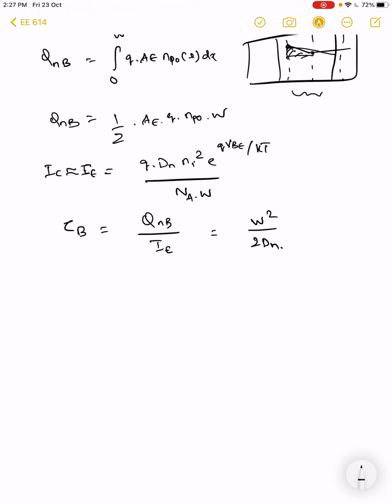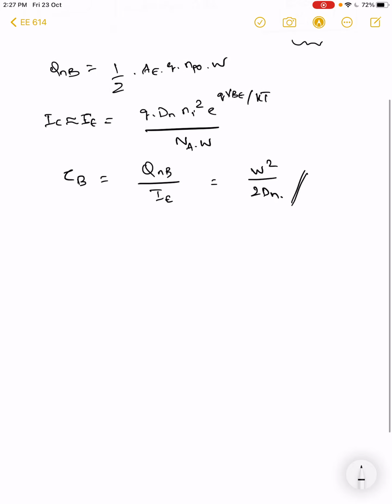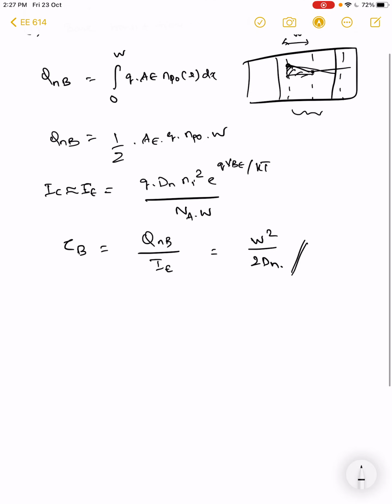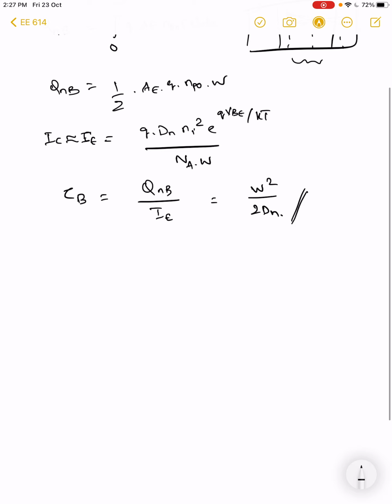But this form of the time, width square by twice Dn, we will see slowly that it appears in many places, and hence it's good to have a feel for this form of an expression. We have assumed constant doping density, but if the base is not constantly doped, as we saw previously for other purposes, the actual base expression will turn out to be different.